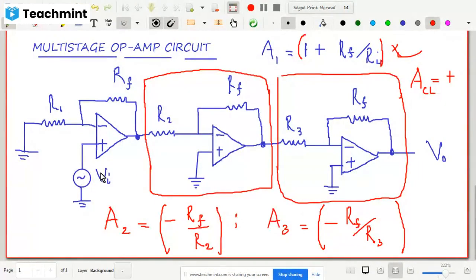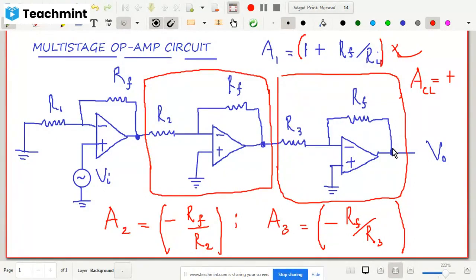Then using the gain and output, the main formula for the gain, you can calculate the value of your output voltage. I have written some of the questions here. I can provide them to you after this, on a different platform. So this is the idea about your multi-stage op-amp circuit.